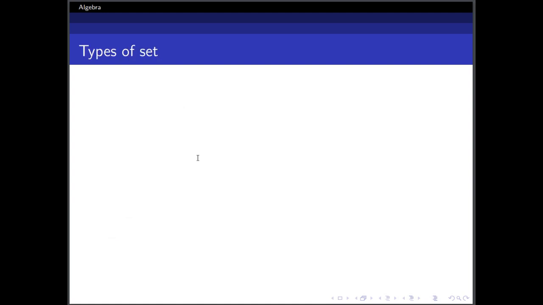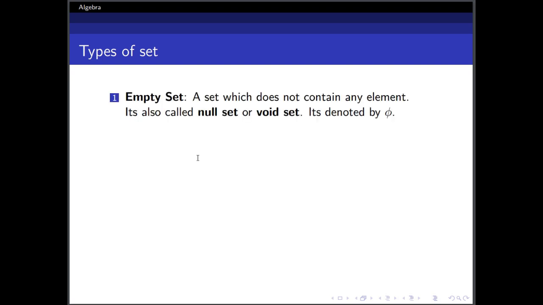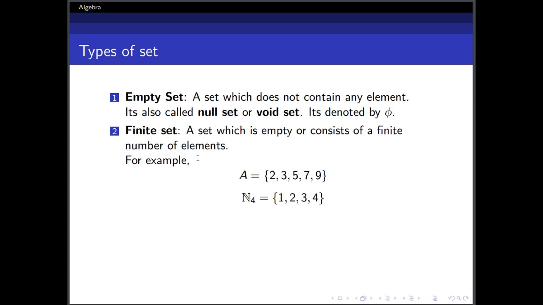Next we will discuss types of sets. There are several types of sets. First one is the empty set. A set which does not contain any element is called an empty set. It is also called a null set or void set, and it is denoted by the Greek letter phi.